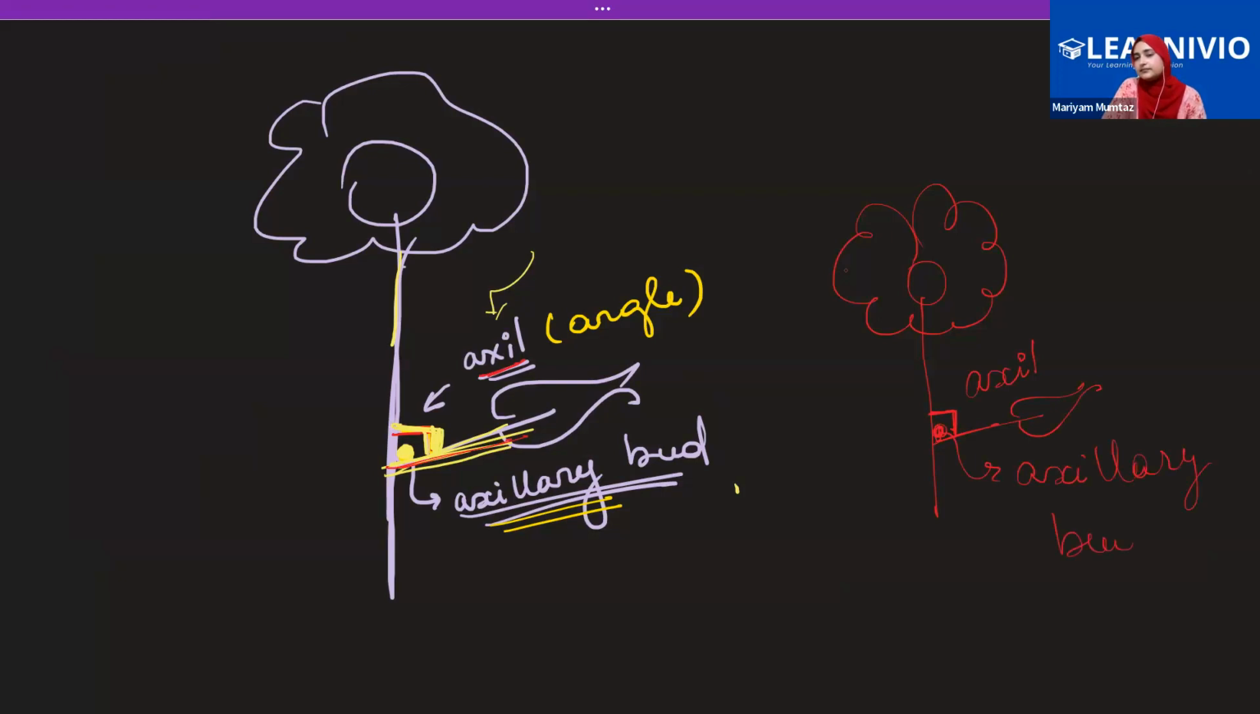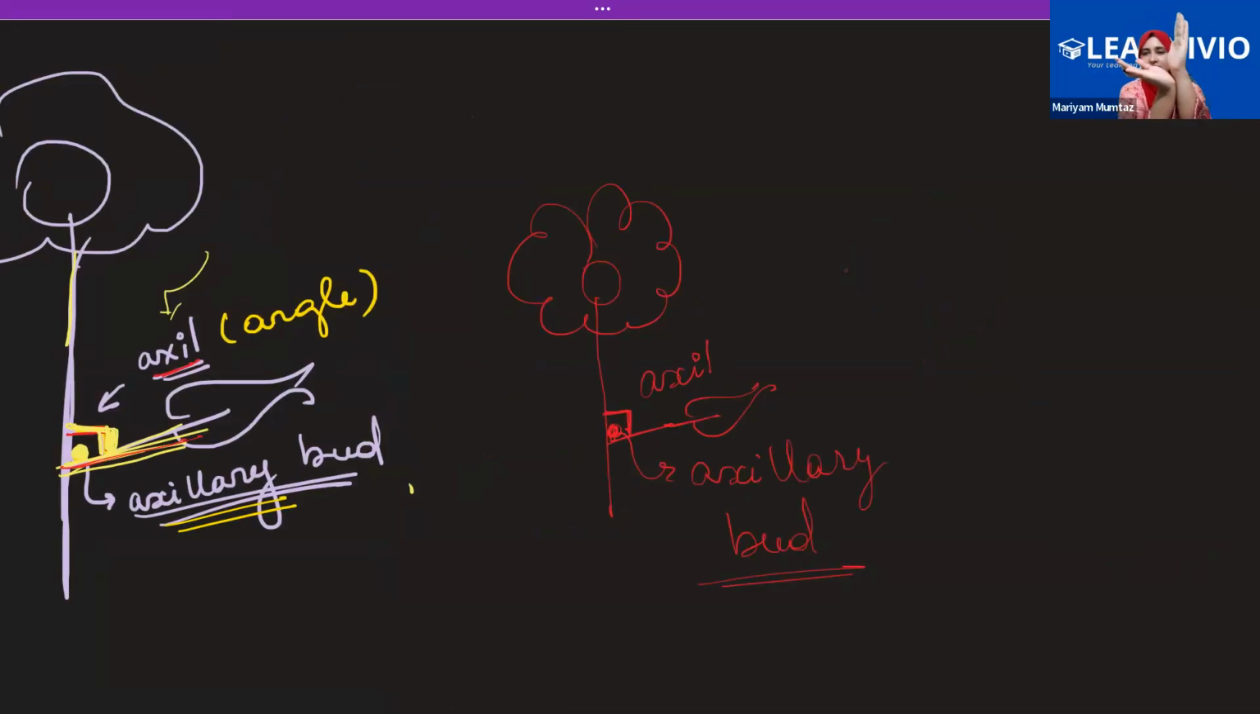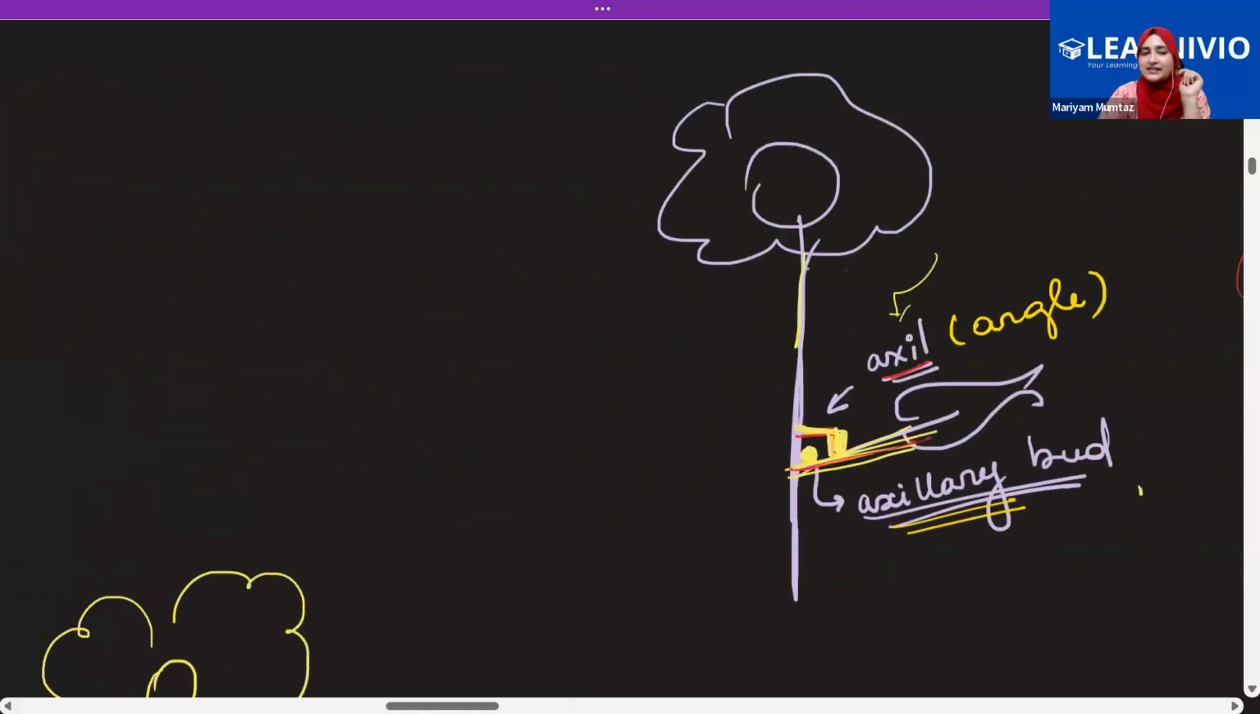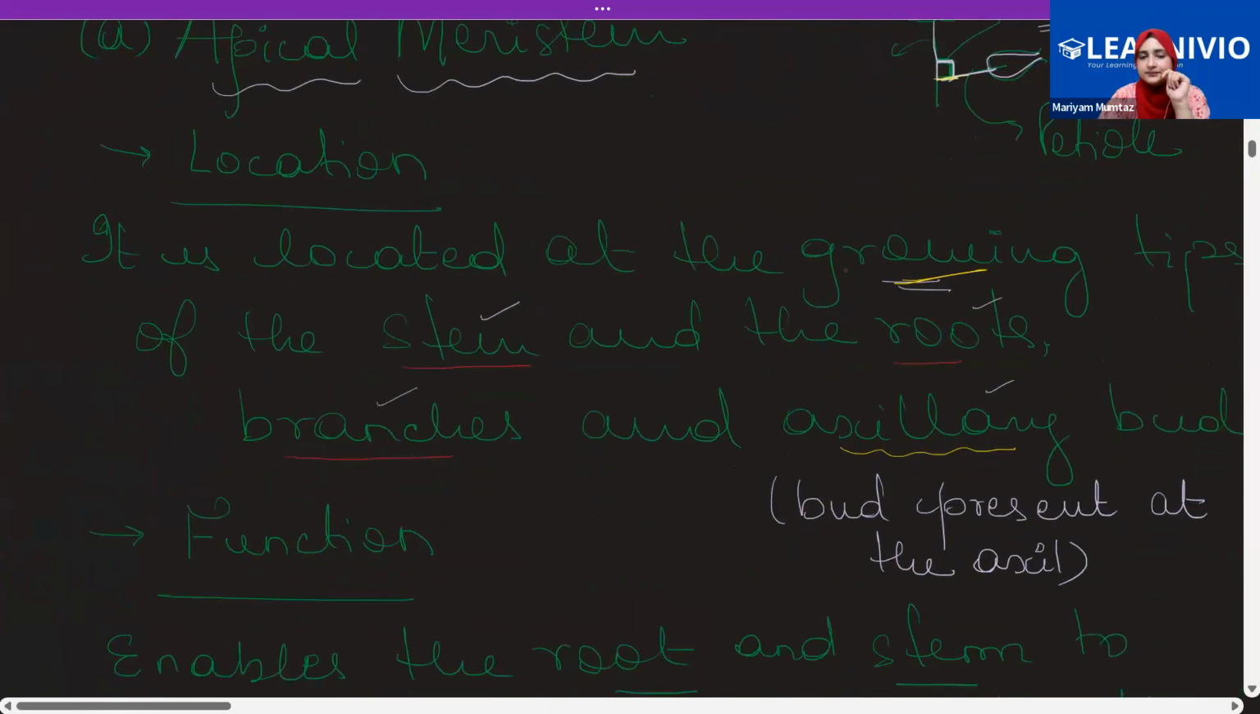Clear? And can you say once more? See, the point from where the leaf comes out in the plant makes an angle with the stem, right? So if there is any kind of bud present at that angle, we call that bud the axillary bud, meaning the bud that is present at the axil of the plant. Clear? Yes, ma'am. So in these axillary buds also, the apical meristem is present.